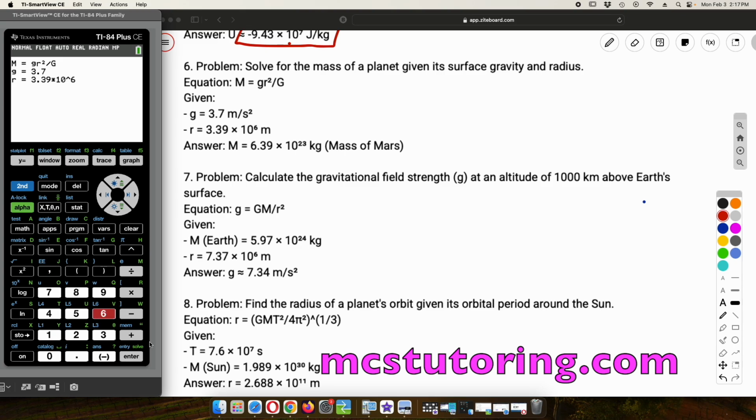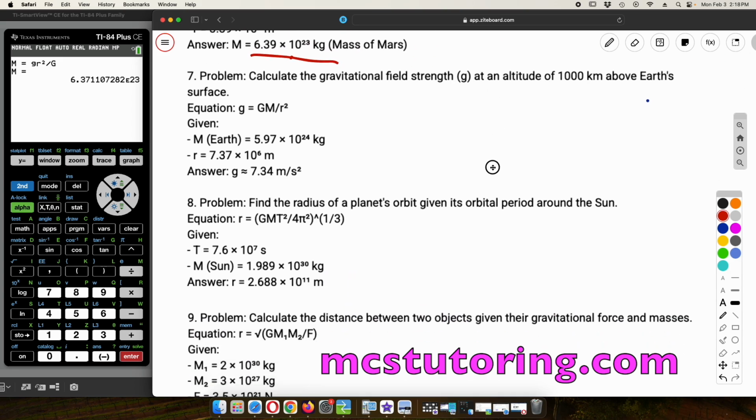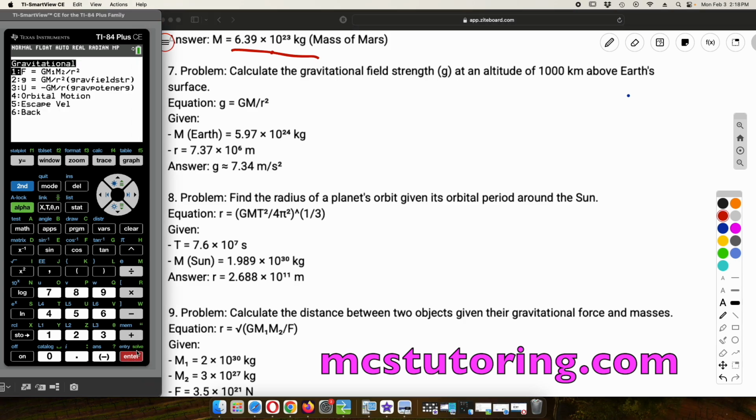Okay, we got it. And then M, again, we're saying it's approximate. So I'm going to say 6.37. The real answer might be 6.39 times 10 to the 23rd. We got the e23, so that's 10 to the 23rd. Maybe Mars is on a diet, you know? Maybe it's keto, paleo. Okay, so we're going to say that's cool.